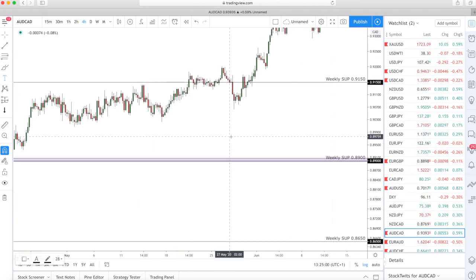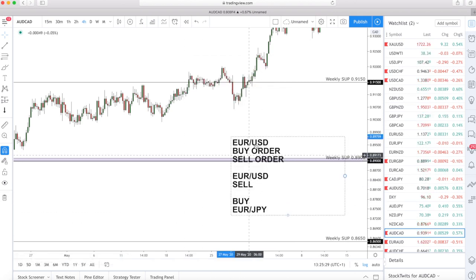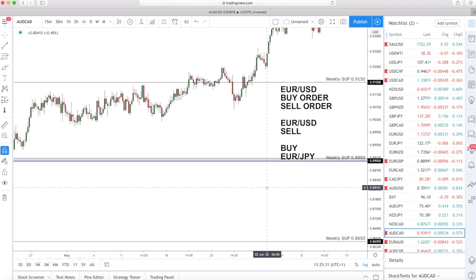So what is hedge trading? Hedge trading is when you're buying and selling the same currency. That can either be Euro USD, where you have a buy order and a sell order, or say you're selling Euro USD, you can then buy Euro Yen. So you're selling the euro and then buying the euro across another currency pair. So that's two ways in which you can hedge trade.